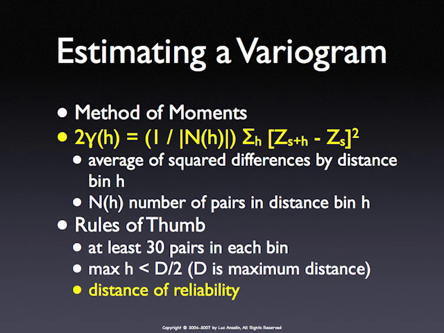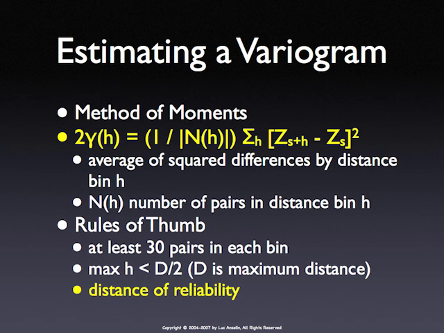Typically, the rule of thumb is that you take at least 30 pairs in each bin, and that you don't bother with the very large distances. As you get very large distances, there are fewer and fewer pairs in each bin, so the variability of your estimate really increases. So one rule of thumb, but this is by no means a generally adopted one, is to compute the maximum distance between your points and take half of that. And so then the effective range for which you compute the variogram is half the maximum distance.